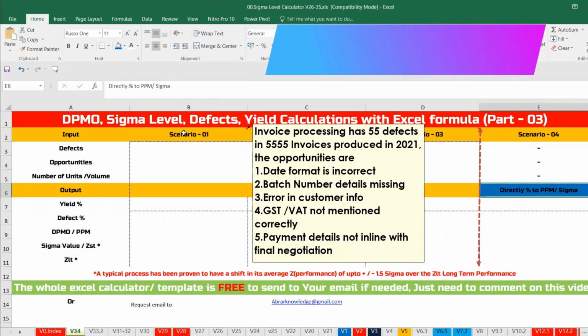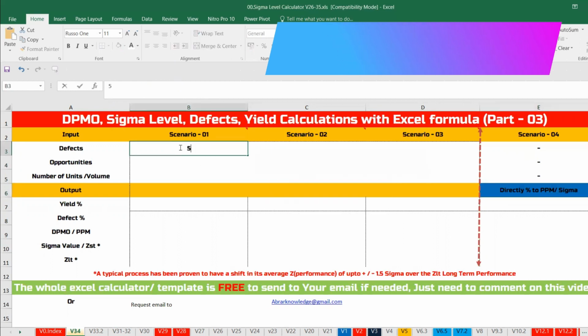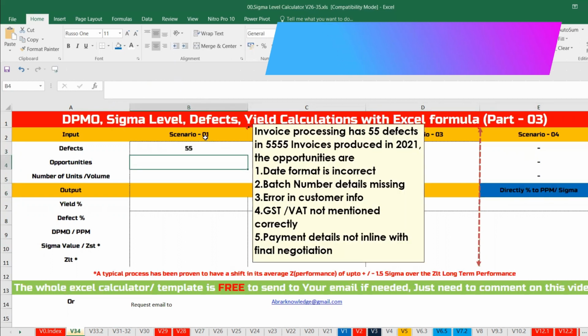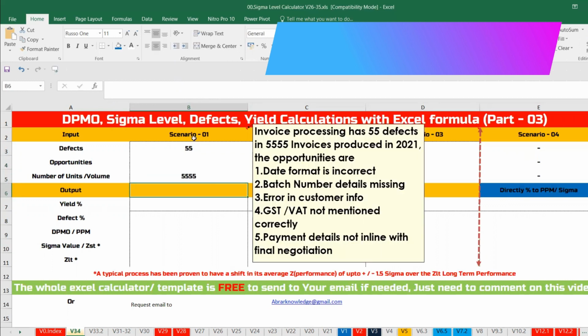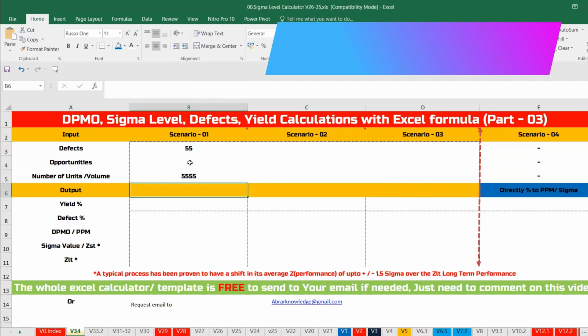Invoice processing has got 55 defects, so I'm going to key in 55. The volume is 5555, and it has 5 opportunities. This one is discrete, and there are two types. Whenever your opportunities are critical to quality and checkpoints, from the control chart you can use a C chart or U chart, or it uses a distribution called the Poisson distribution. Let's go quickly through this one.